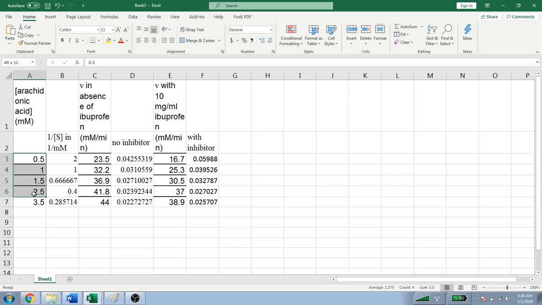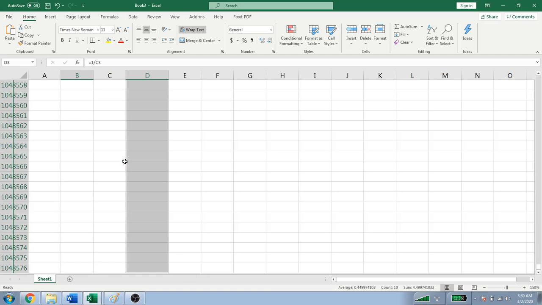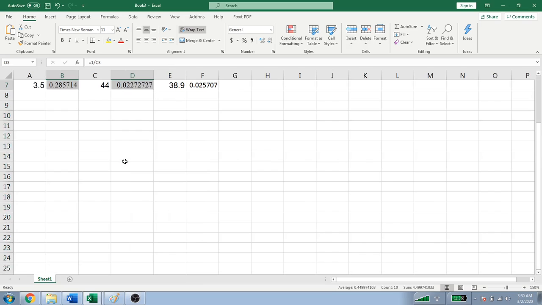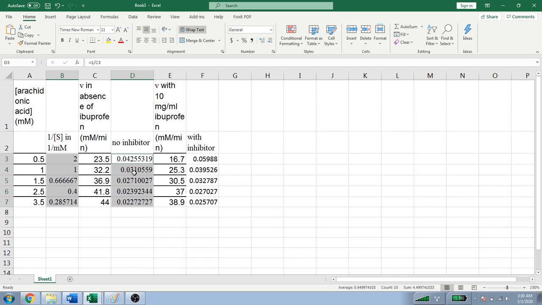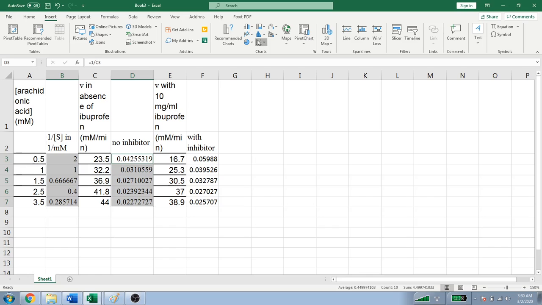I'm going to highlight these, press the control key and keep it down, and highlight these. Oops, wrong one. Sorry, start over. Highlight these, press the control key, keep it down, and then highlight these. Okay, that's good. So this is the X I've highlighted, and this is the Y that I've highlighted. I'm going to insert a scatter chart.